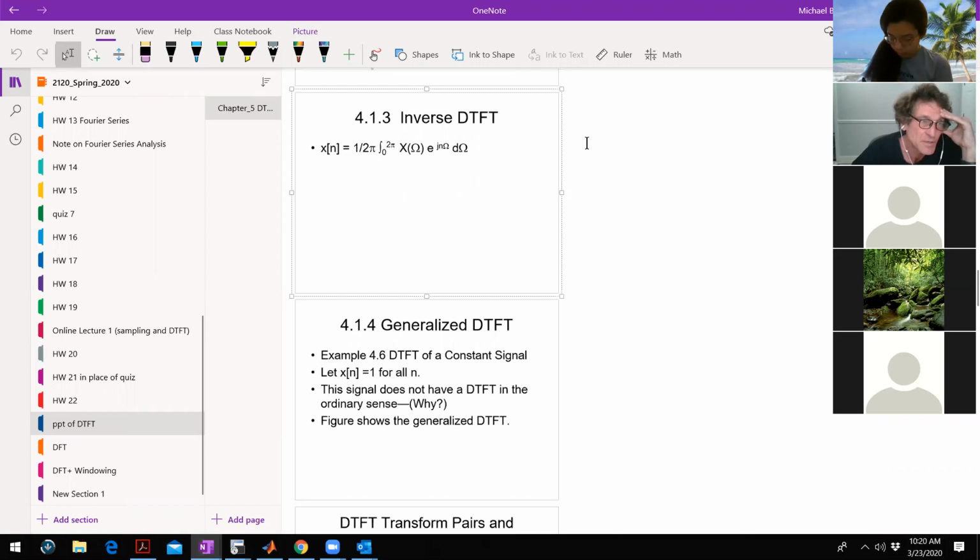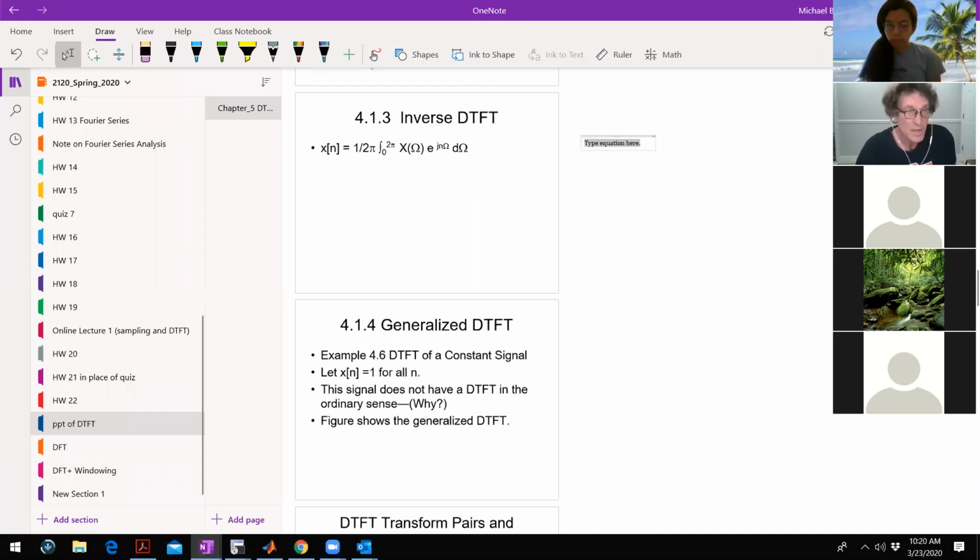And let me mention something here. Really, if you want x of n, my recommendation is, do it this way. And I'm going to put it over here. I hope you can see what I'm typing. What you're going to do is have an integral. Lower limit, I always put at minus pi. And then the upper limit at pi.